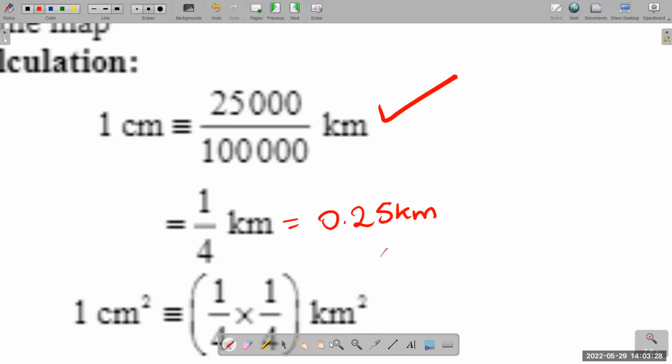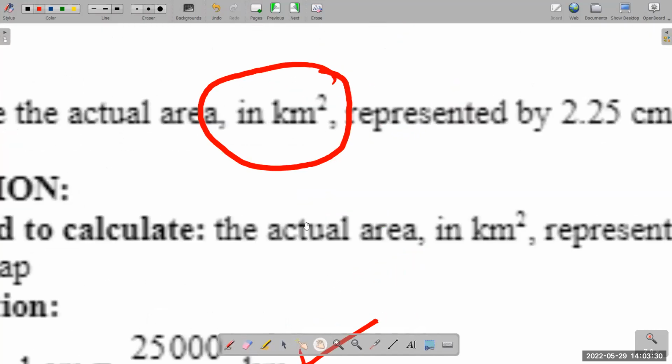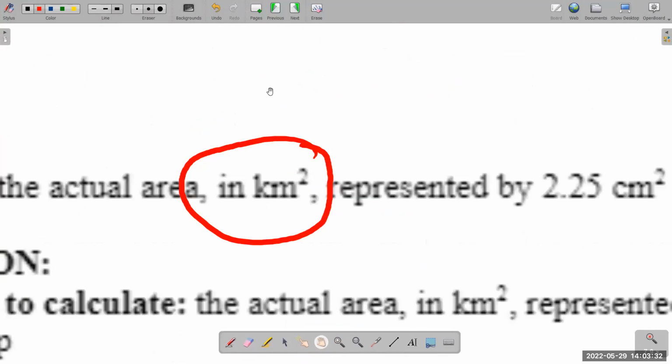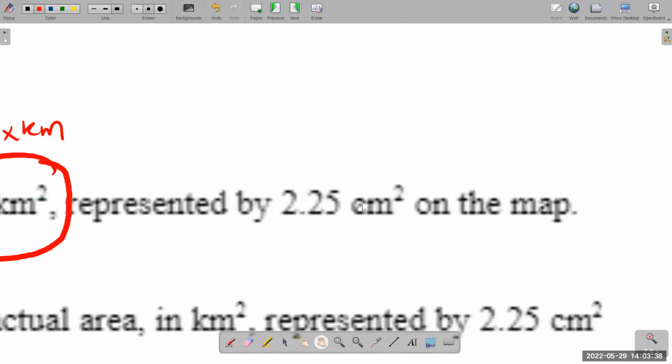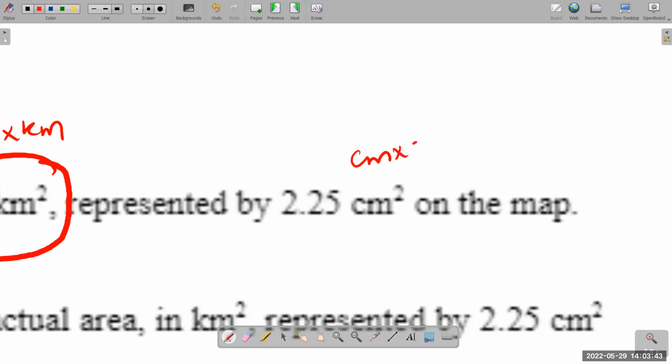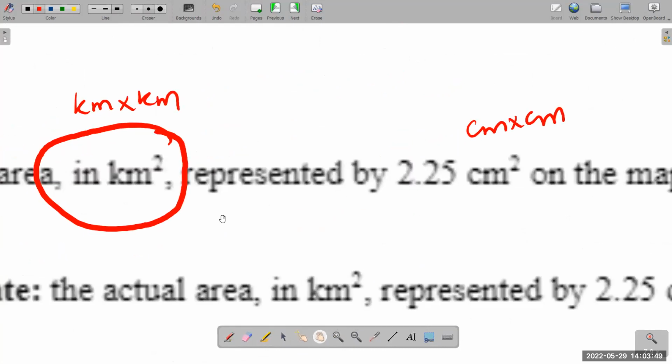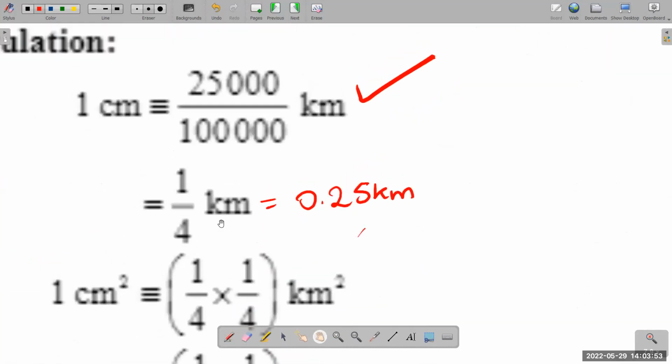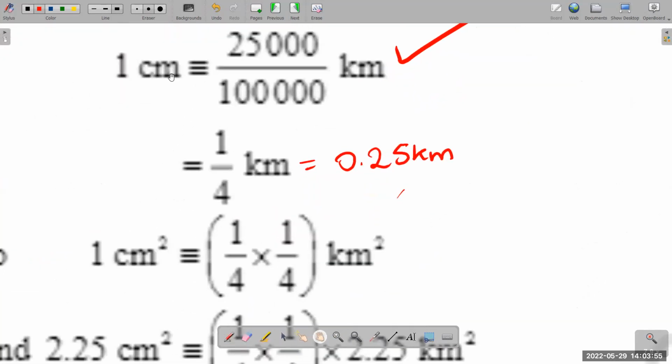All right, now this is different because what does km square mean? Km square means km times km. Cm square means cm times cm. So you realize we're dealing with a different unit. So we have to find the km square and the cm square. So that's what they did. So look at that. 1 cm times 1 cm is 1 cm square. Agree or disagree?